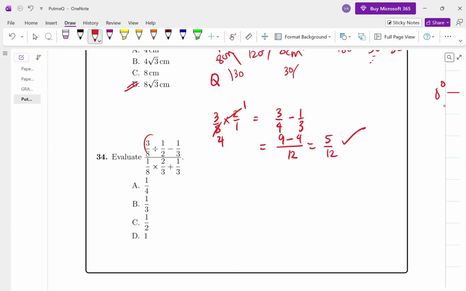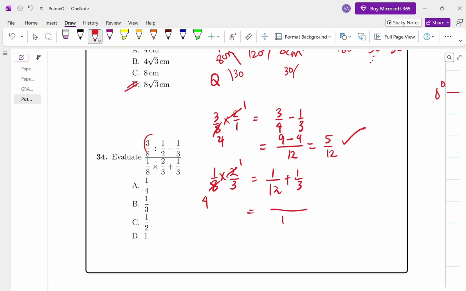That's for the numerator. For the denominator, this is 1 over 8 times 2 over 3. So 2 here is 1, 2 into 8 is 4. So 1 times 1 is 1. Then at the bottom, 4 times 3 is 12. And then plus 1 over 3.